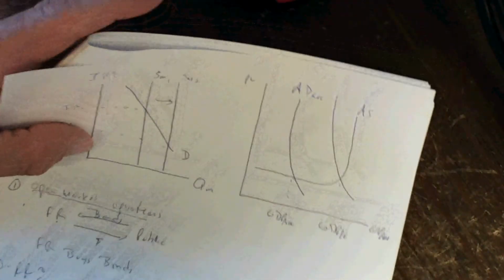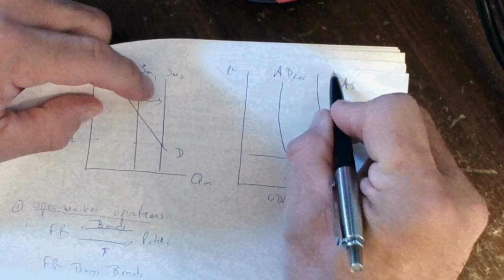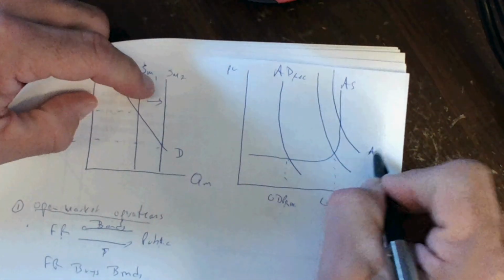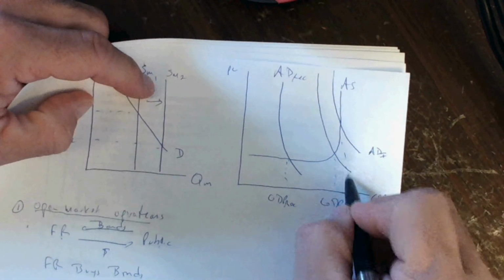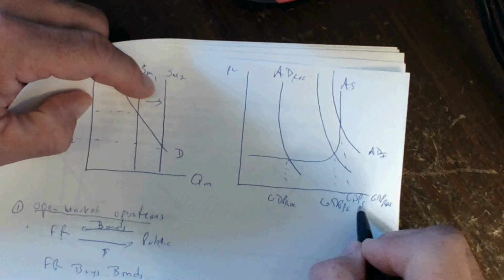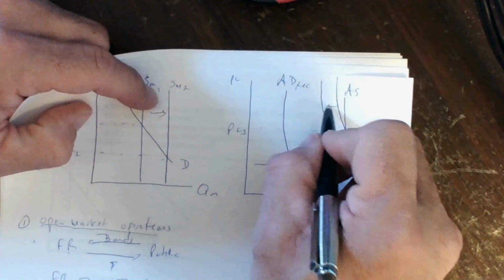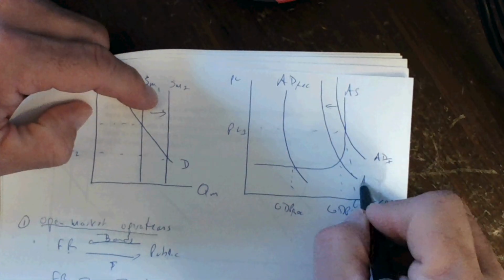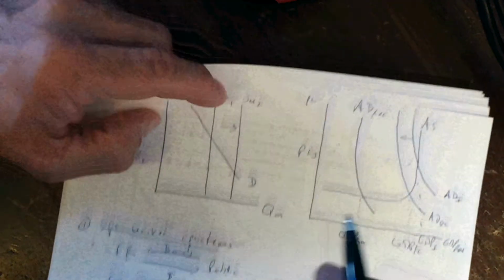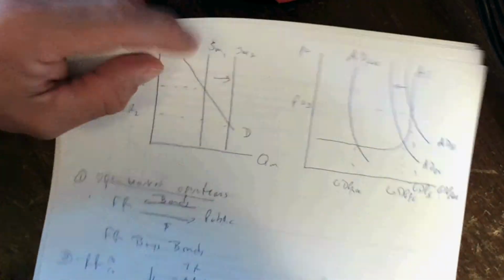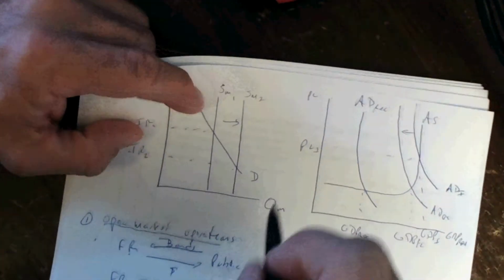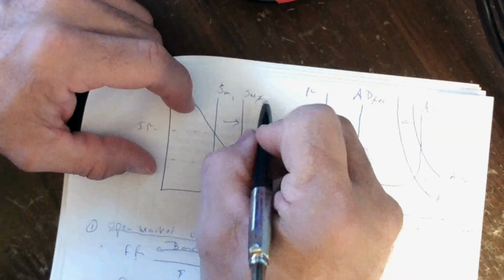Here, what we would have is aggregate demand inflationary, GDP sub I, and this is price level sub I. And you'd want to decrease aggregate demand from AD1 to AD full employment. You would want to do that by reducing the money supply. You would want to push this, this would be reversed.